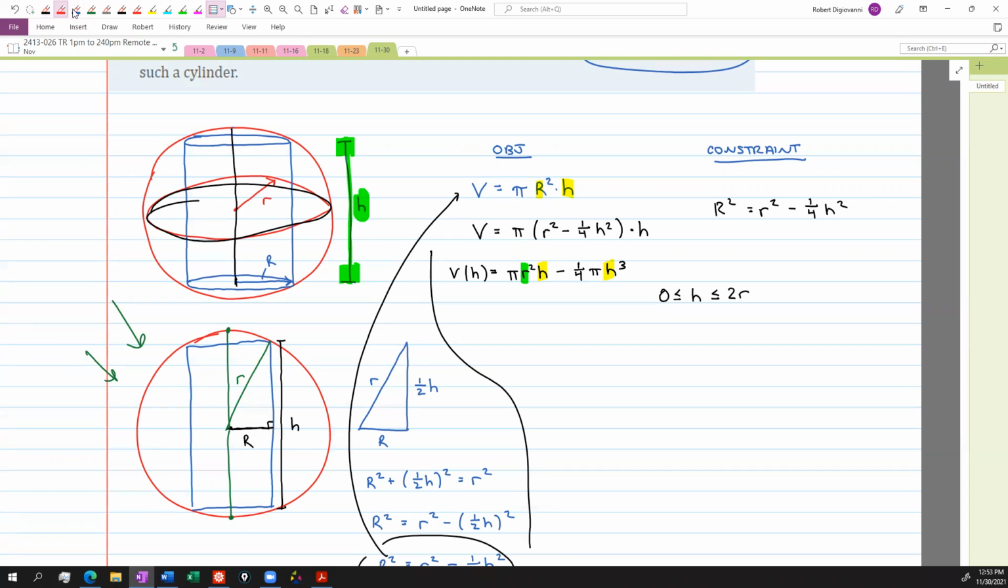So now I'm ready for a derivative. I'm going to use the closed interval method. The derivative of this is, and again, remember, r is a constant, little r. So this is just pi r squared, because I'm really just taking the derivative of h, which is 1. And then the pi r squared comes for the ride. And then I have to take the derivative of h cubed, so the 3 comes out. So that gives me minus 3/4 pi h to the second power.